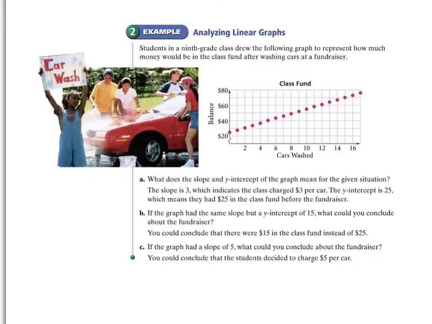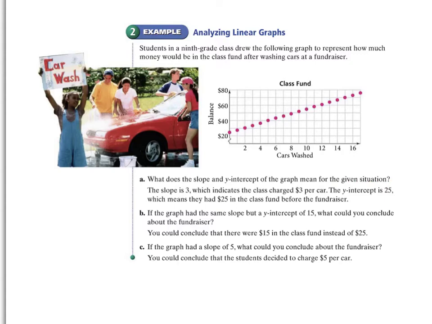Now here's an example. We're just going to talk about this a little bit. We're going to analyze this. Students in the ninth grade class drew the following graph to represent how much money would be in the class fund after washing cars at a fundraiser. Again, you can't wash half a car and get half the money, so it's discrete again, which means disconnected. In this case, they're asking, what does the slope and the y-intercept of the graph mean for the given situation?